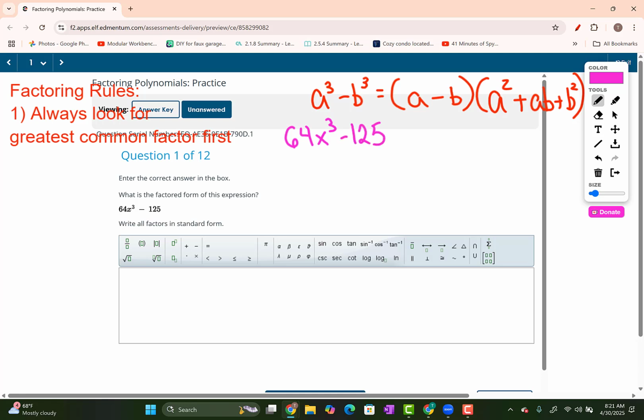To find a and b, we need to take the cube root of these numbers. So what is the cube root of 64x to the third? What multiplies by itself 3 times to give you 64x to the third? Well, if you don't know the cube root of 64, you could type it in your calculator and get 4. Now you can't type in the cube root of x to the third in your calculator. This one you should just know. So the cube root of 64x to the third is 4x.